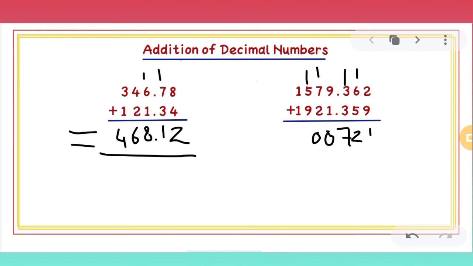Now 5 plus 1 is 6. 6 plus 9 is 15. So 5 will be here and 1 carry. Now 1 plus 1 plus 1 will be your 3. The decimal is here, so it will come here only. See students, please take care of this point. The decimal will be just below the decimal only. See, in both the cases, the decimal will be just below the decimal. So in this way, we can simply add any decimal numbers.